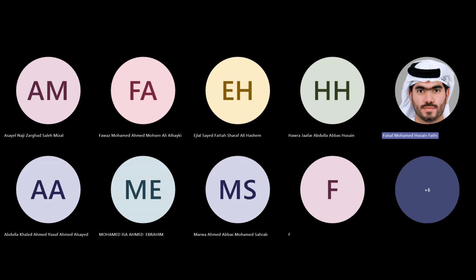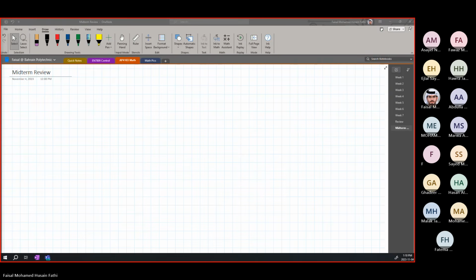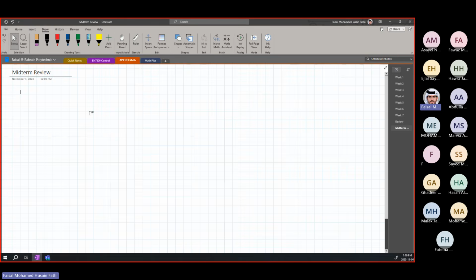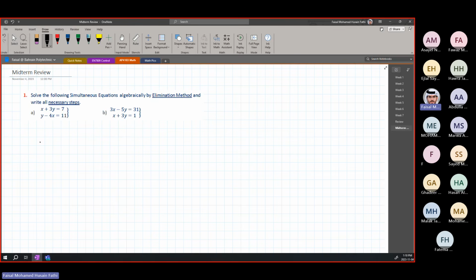So we will start first with week 4. Week 4 was talking about simultaneous equations. I'll just go over the main concepts again for elimination and substitution. Elimination, if you remember, if we use this example: x plus 3y is equal to 7, and y minus 4x is equal to 11.